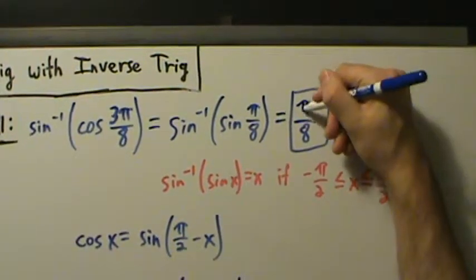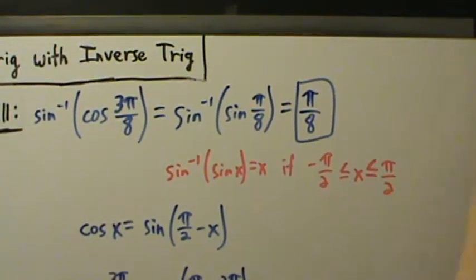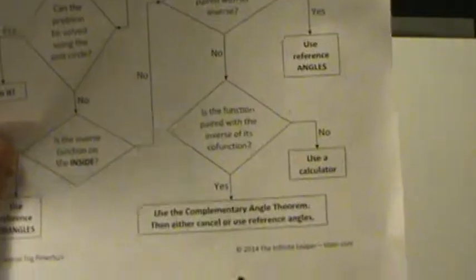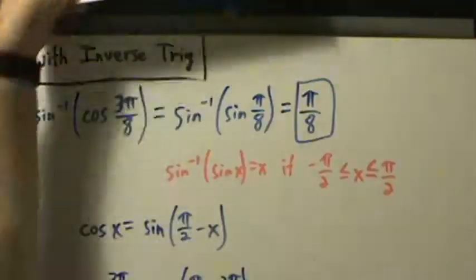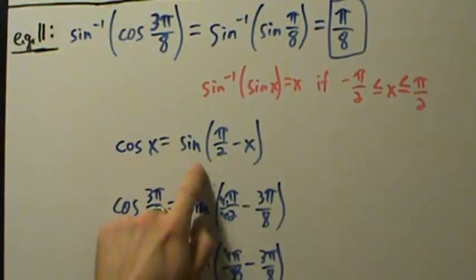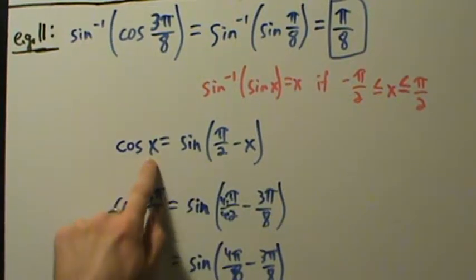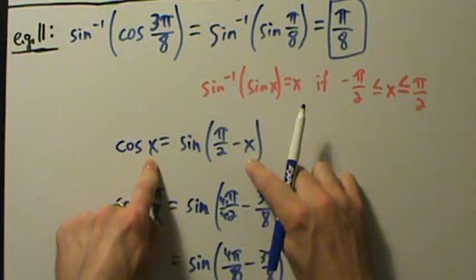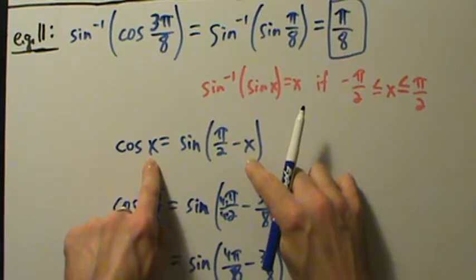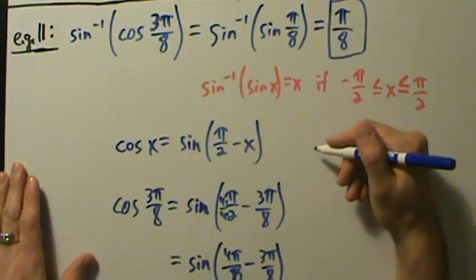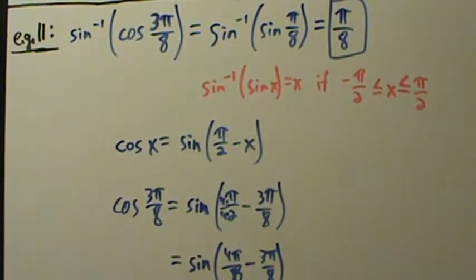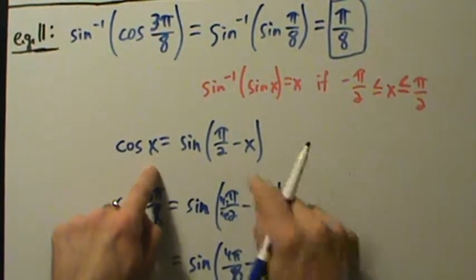Okay. Now I do want to point something out. This says use the complementary angle theorem. And remember, the complementary angle theorem says cosine of x is sine of pi over 2 minus x, but it assumes that x is some other acute angle. Well, I want to point out that this is actually true for any value of x. So the complementary angle theorem is true not just for acute angles, but also for any value of x here. So it is important to keep that in mind.